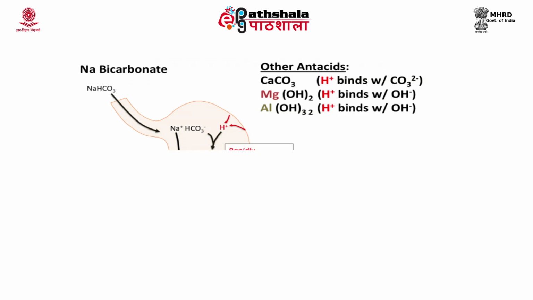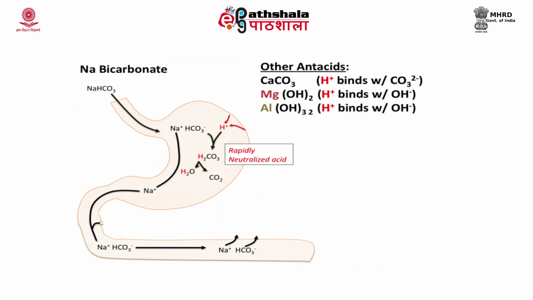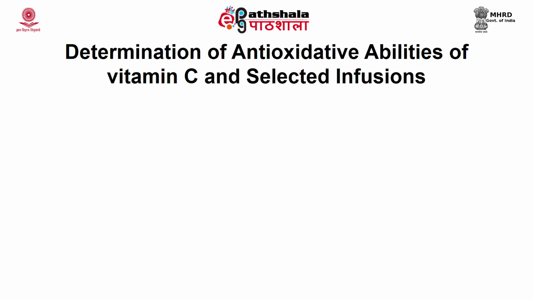The figure shows the pH of the stomach and the effect of sodium bicarbonate and other antacids, which include calcium carbonate, magnesium hydroxide, and aluminium hydroxide, on the acid present in the stomach.